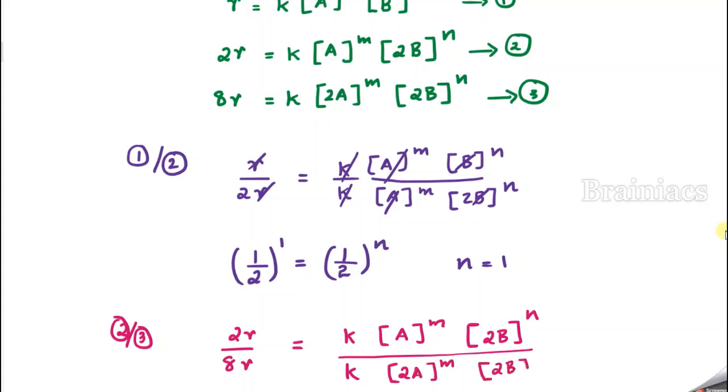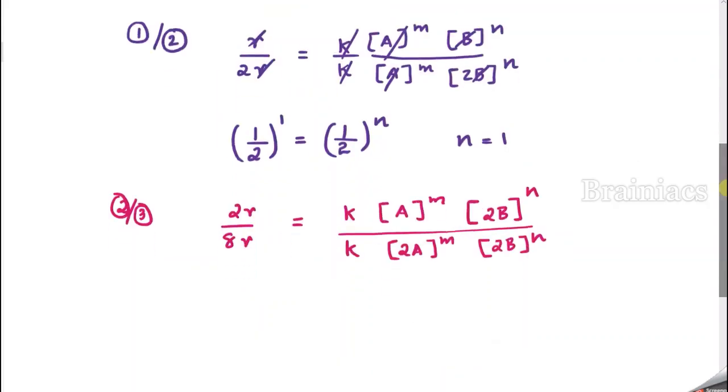Now why have I chosen 2 and 3? Because in that the concentration of B is remaining the same. So I can cancel this 2, so this will get cancelled off and this will get cancelled. This R will get cancelled. So if you divide, this will become 1 by 4, and this is equal to, A and A will get cancelled off, (1/2)^M, correct?